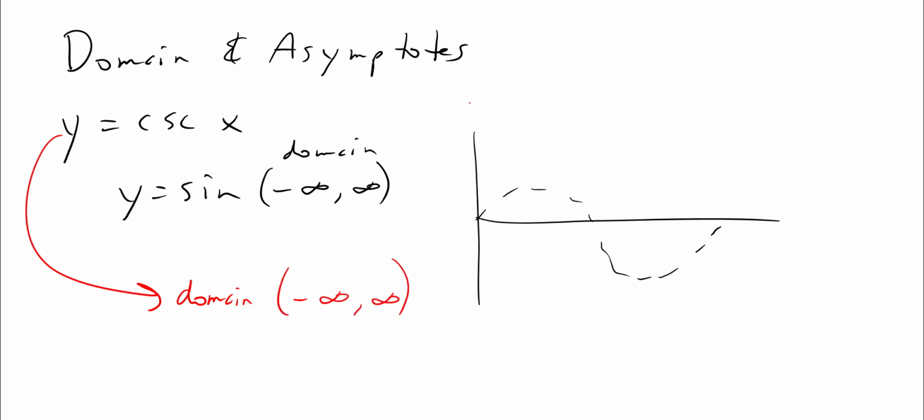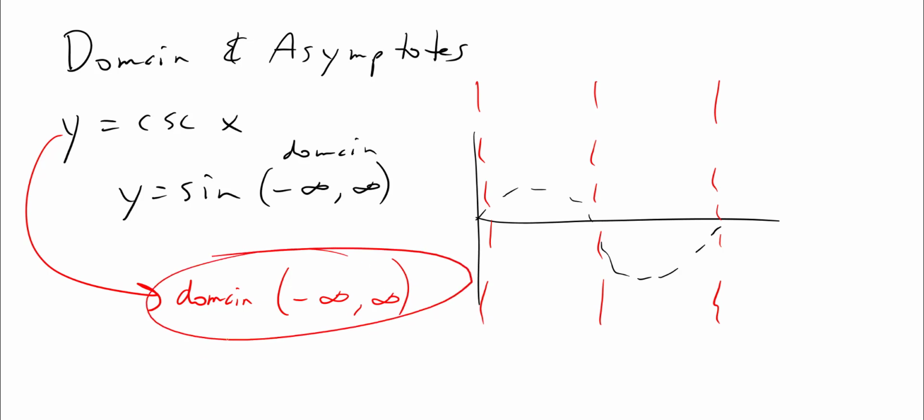But what's the only issue? It can't be an asymptote. It's not defined there. So we need to come up with our asymptotes first. This is the domain, and then you're going to say, well, it's the domain except it's not equal to this value and this value and this value. And how are we going to write that? Well, let me clear this out again, and let's go back to our basic function, y equals cosecant of x.